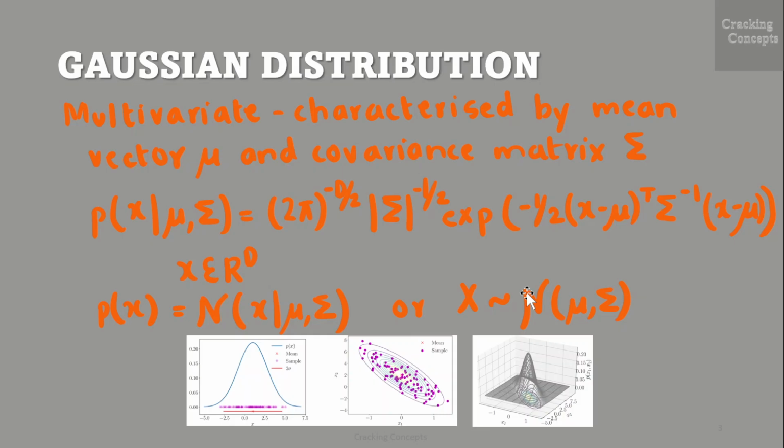Here we have three figures. This one is a univariate one-dimensional Gaussian. So here the red cross is showing us the mean and the red line will show us the extent of variance.